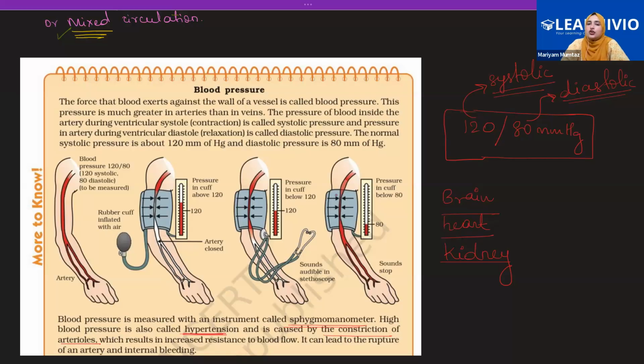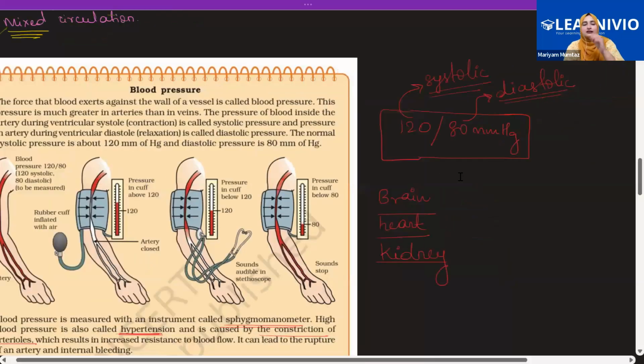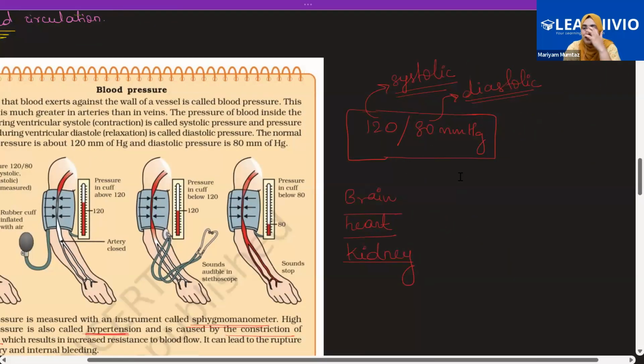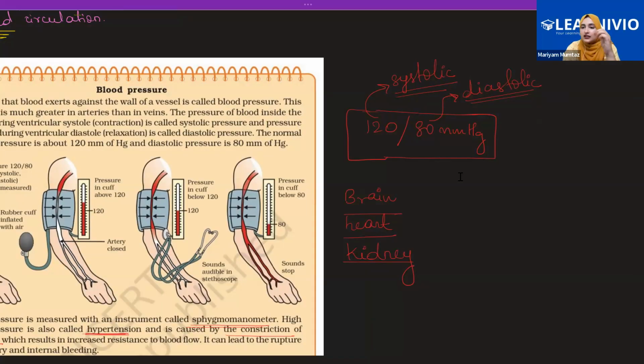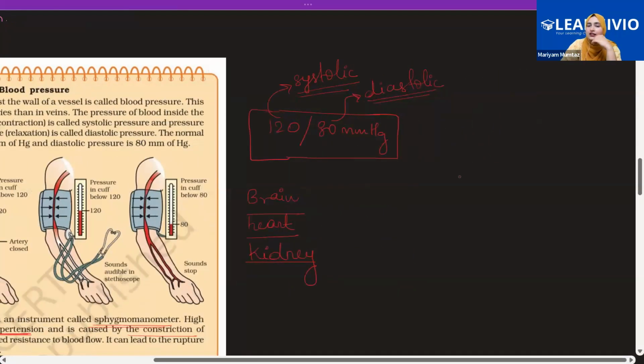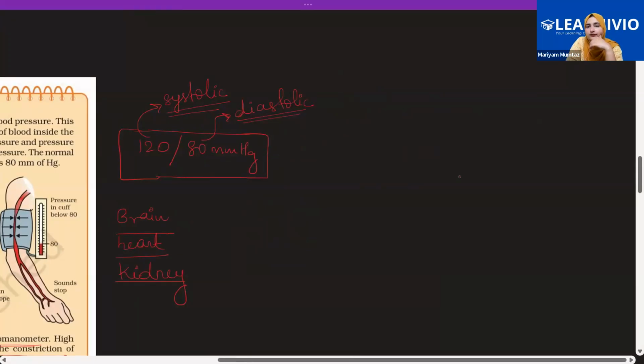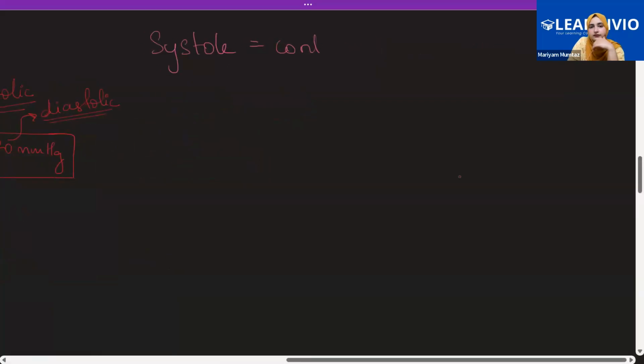So the contraction and the relaxation, for example, if the atria is pumping the blood to the ventricle, the atria will contract, the blood will flow into the ventricle. And after that, the atria will relax, meaning the auricle will relax. So the contraction is called a systole. Systole means contraction of the chamber. In general, contraction of heart.